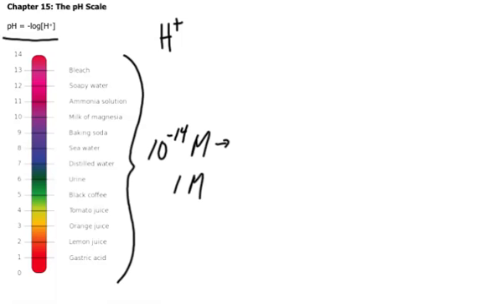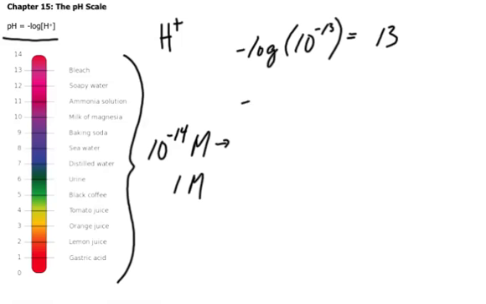So if you take the negative log of, let's say the H+ concentration is very low, 10 to the negative 13, the negative log of that gives you 13, which is just a nice round number. It's a nice integer number. It's not anything in scientific notation, so it's just easier on the eyes.